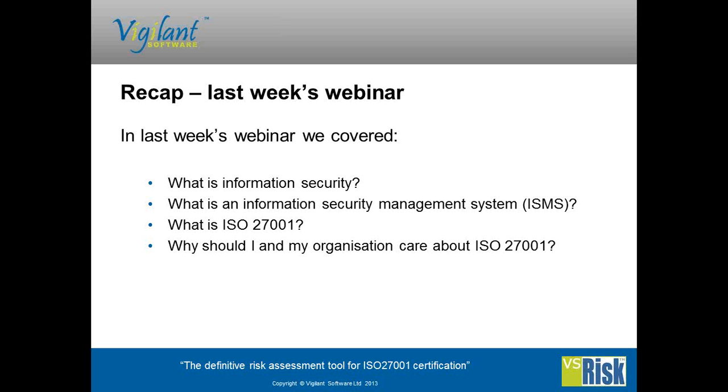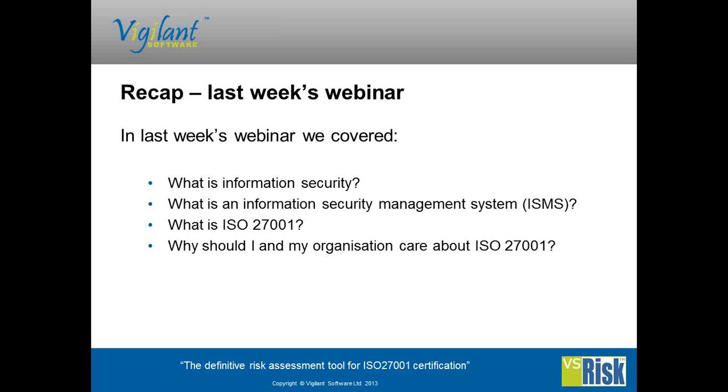ISO IEC 27001 is the international specification for an ISMS, which can be used for management to audit its own management system. It can be used by a second party, a client or a supplier, to audit a management system, and it can be used by a third party, an accredited certification body, to carry out an audit of an ISMS.